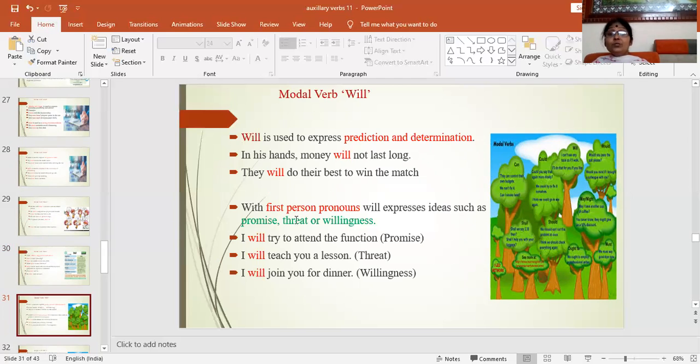Now, will is also used with first person pronouns to express ideas such as promise, threat, or willingness. For example, I will try to attend the function. It's a promise. I will teach you a lesson. It's a threat. I will kill you. It's a threat. I will join you for dinner. It's a willingness. So, will is used with first person pronouns to express ideas such as promise, threat, or willingness, right?